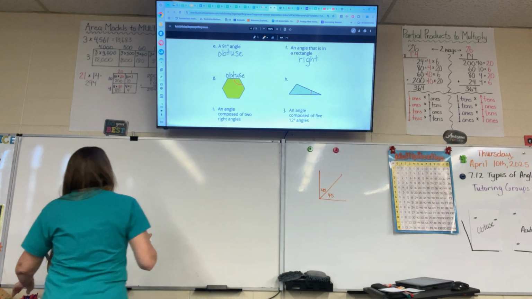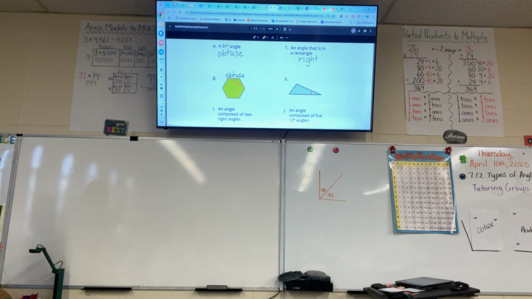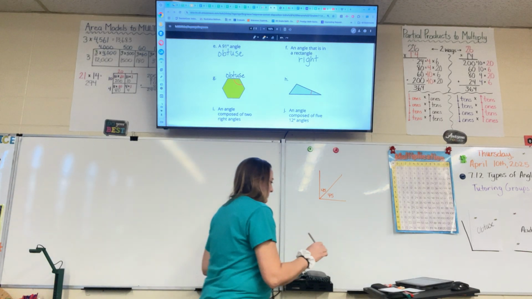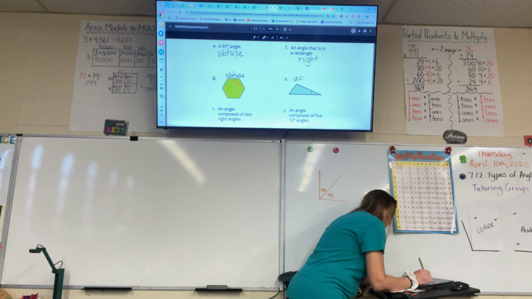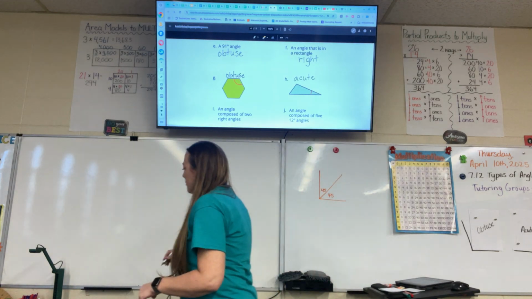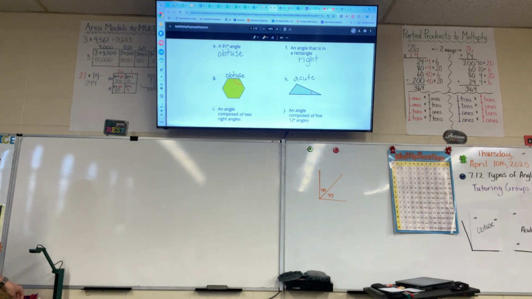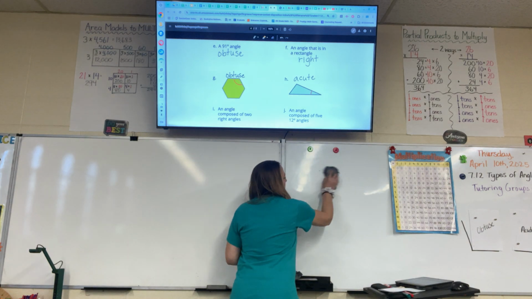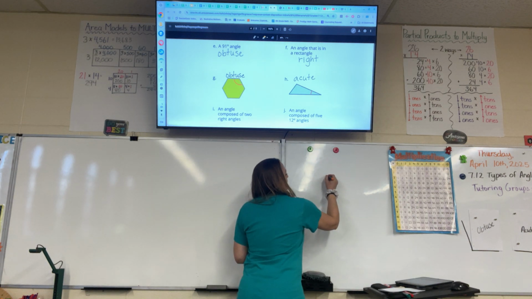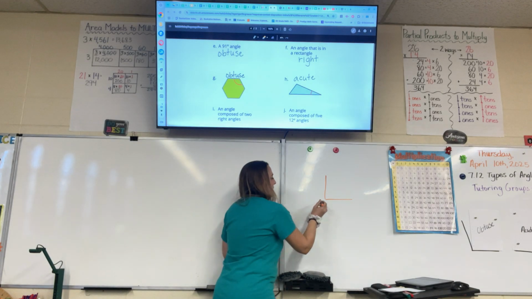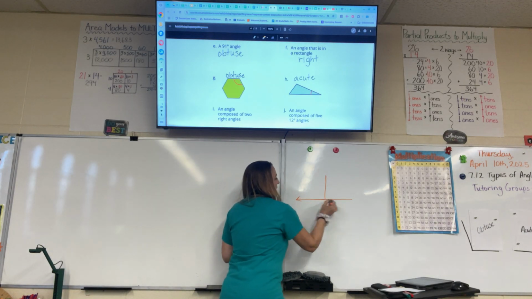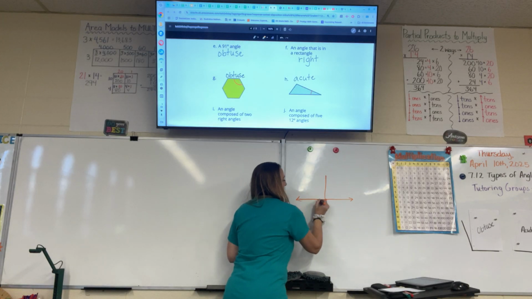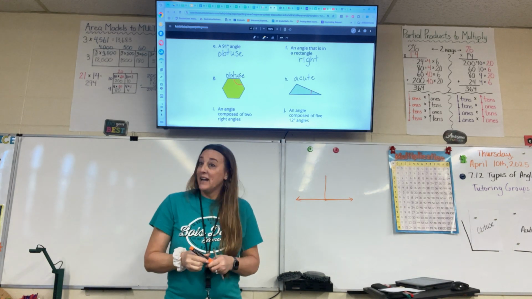Okay. What about H? Athena. Acute. Okay. An angle that's made up or composed of 2 right angles. Emma? So think about this, Emma. This is a right angle, right? If I make another right angle, what kind of angle did I make right here? Straight angle, yeah.